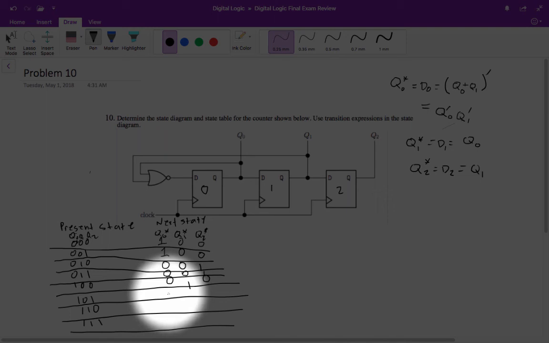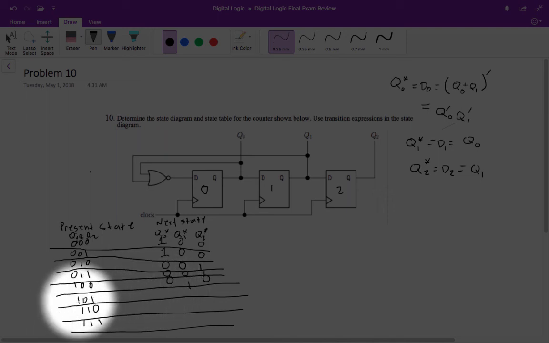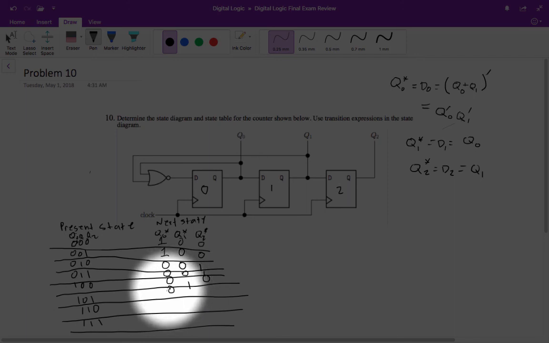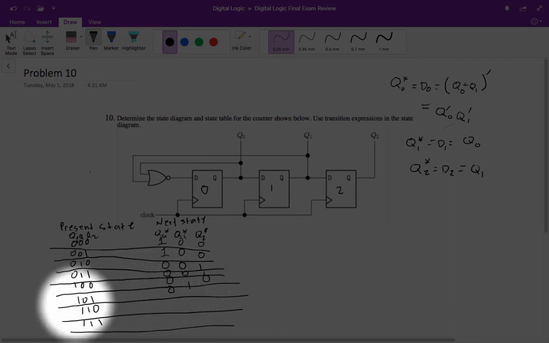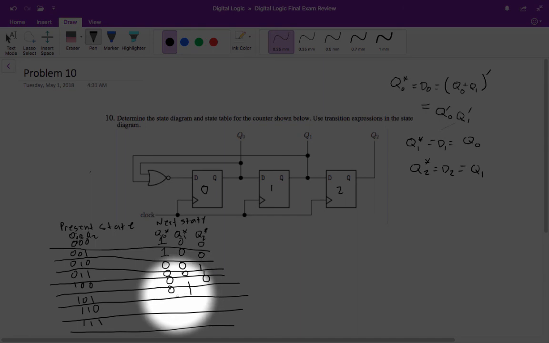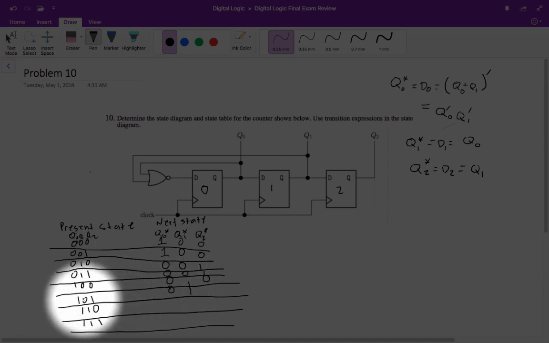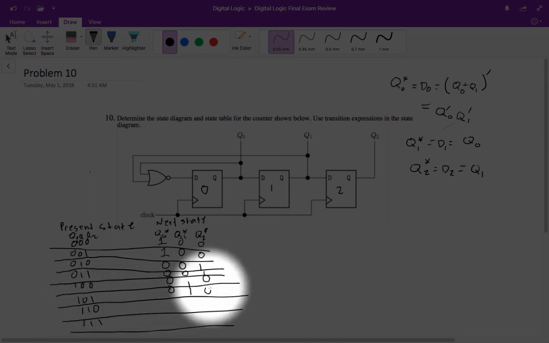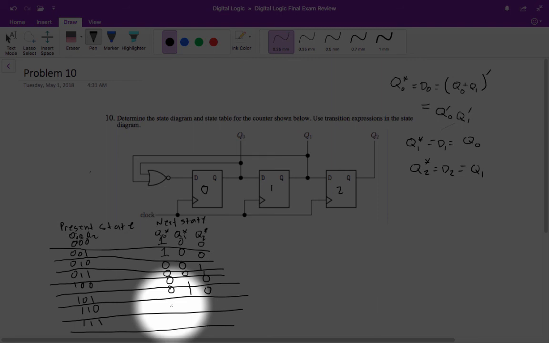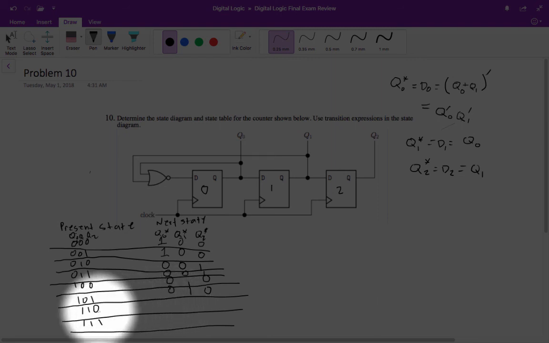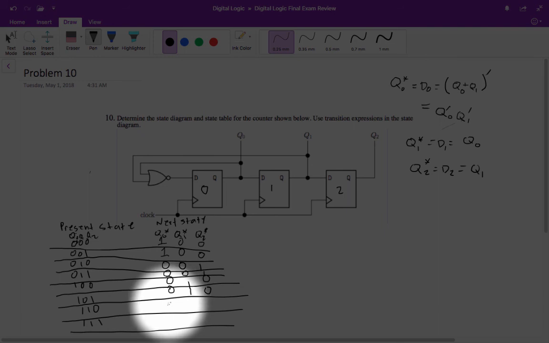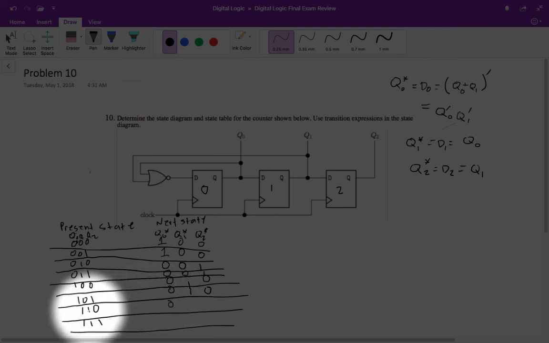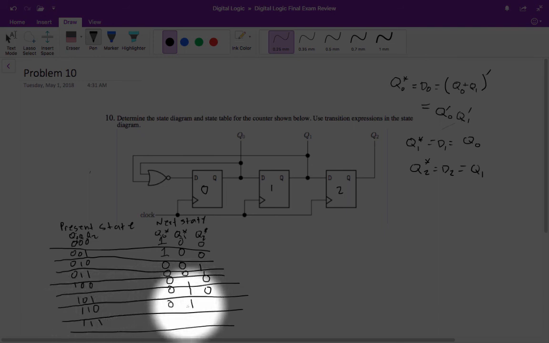Q0 star is 0 and 1, which is 0. Q1 star is Q0, which is 1. And Q2 star is Q1, which is 0. Q0 star is 0 and 0, which is 0. Q1 star is Q0, which is 1. And Q2 star is Q1, which is 1.